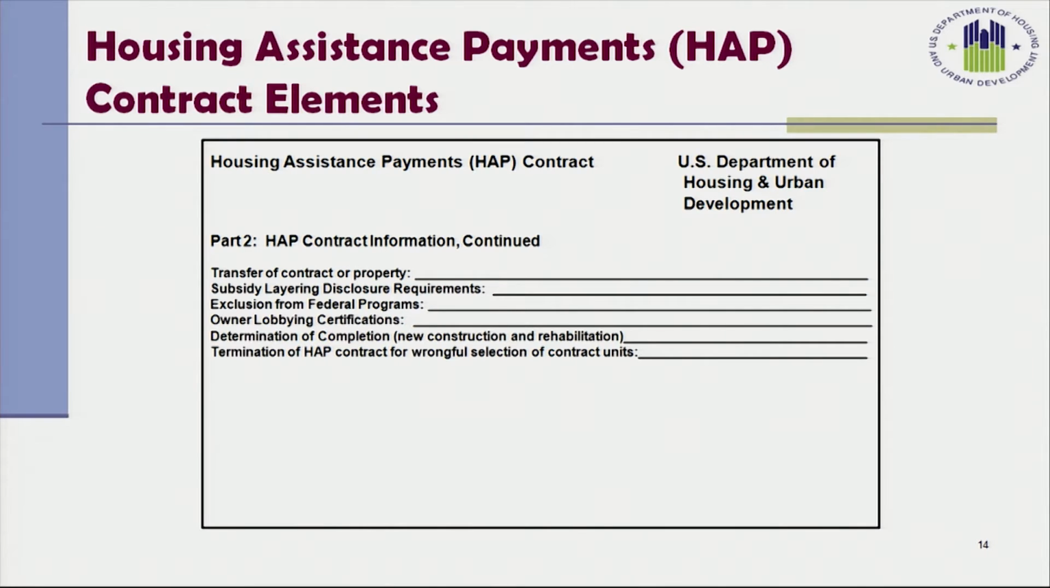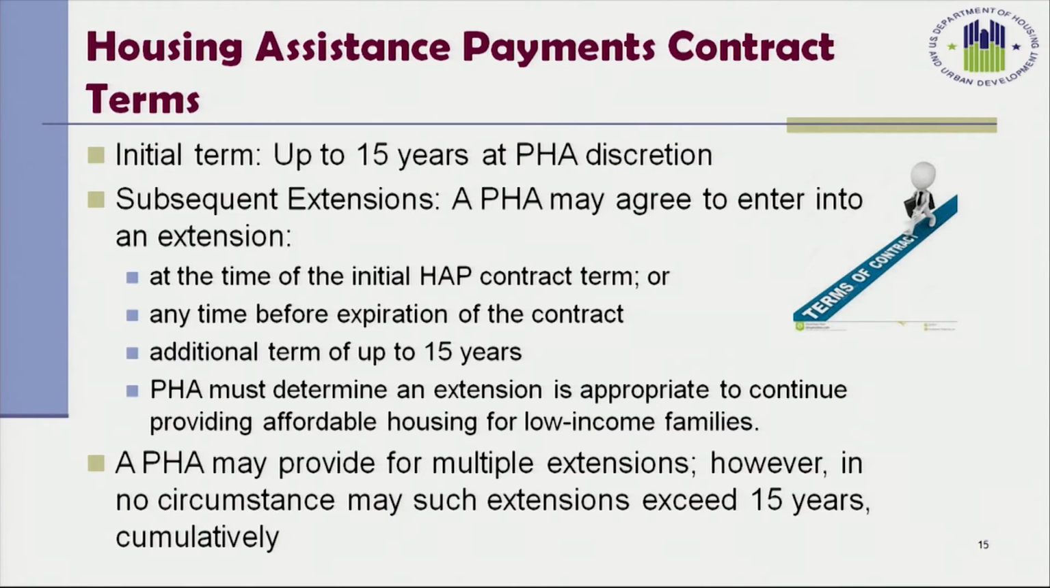Part 2 of the HAP contract also includes the provision that allows HUD to terminate the HAP contract for wrongful selection of contract units. The terms of the HAP contract. The initial term of the HAP contract is for up to 15 years at the PHA's discretion. The PHA can enter into a lesser term if it so desires, and the owner and the PHA agree.